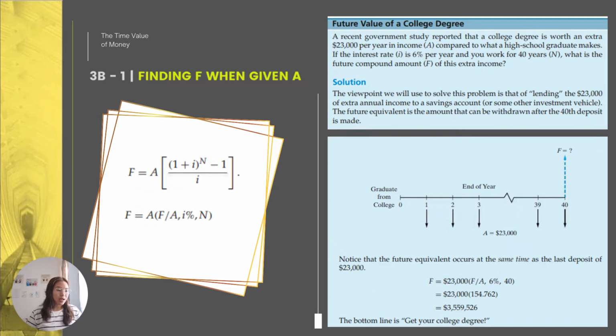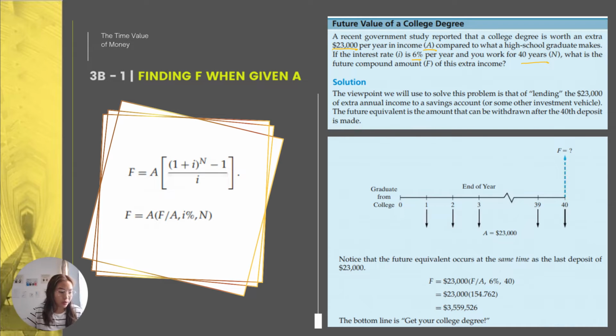Let's read. A recent government study reported that the college degree is worth an extra $23,000 per year in income, A, compared to what a high school graduate makes. If the interest rate I is 6% per year and you work for 40 years, N, what is the future compound amount F of this extra income?